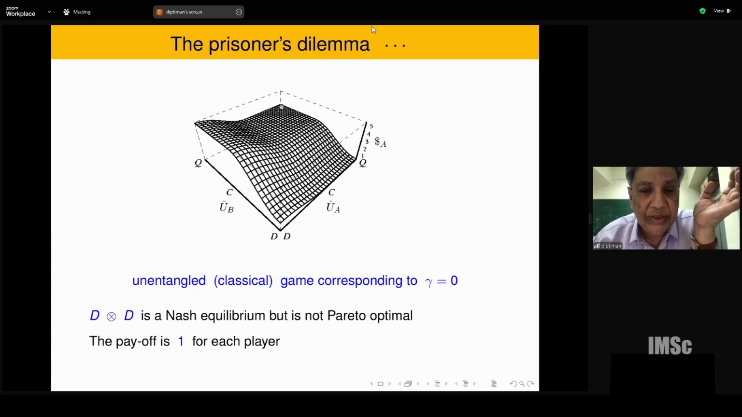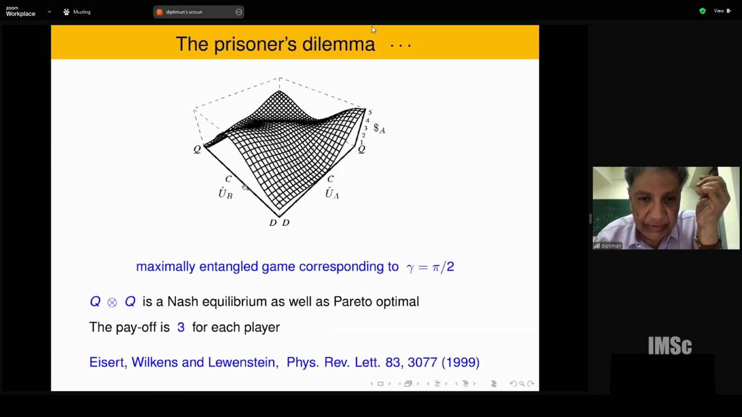So if you move away from that point, A can get 5 by unilaterally deviating. And then in the other picture, which is not shown here, B will get 0. Whereas in the next picture, if you deviate, QQ is here. You can see that no matter which way you deviate, the payoff becomes worse for both of them.